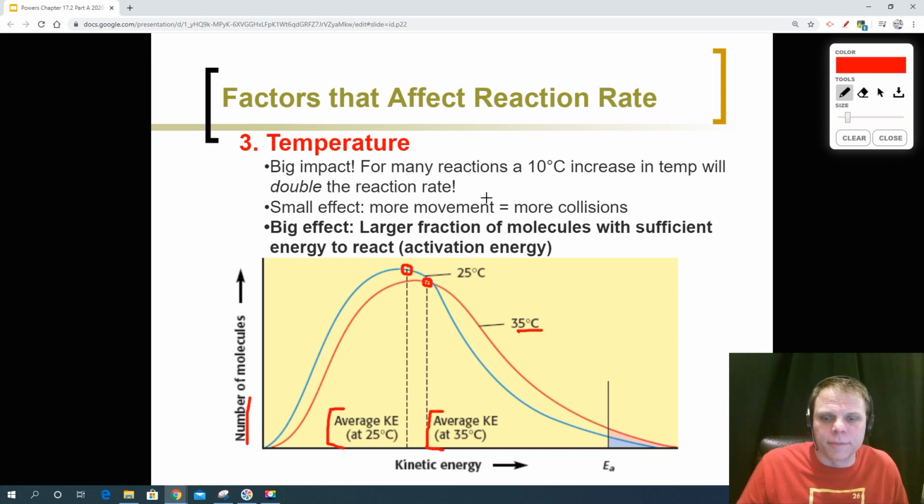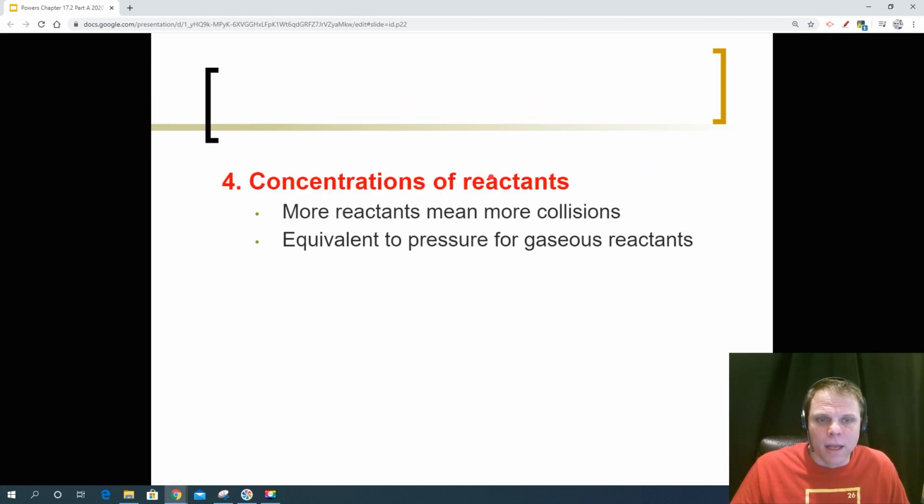Flattening the curve makes me think of COVID-19. All right, so that's temperature. Kind of interesting to take a look at that. All right, and then our concentration of our reactants.